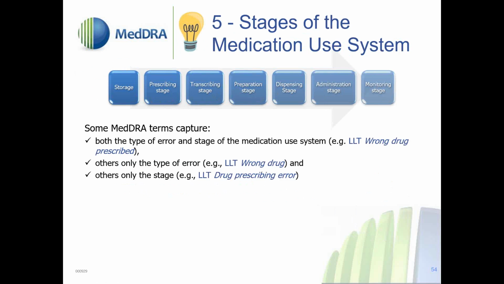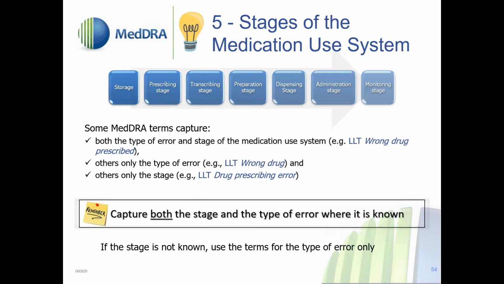So you'll see that MedDRA contains many terms that capture both the type of error and the stage, like for instance, LLT wrong drug prescribed. Others only capture the type of error, like for instance, LLT wrong drug, or LLT wrong dose. So if the stage where the error occurred is unknown, you can just select the LLT for the type of error. And others capture the stage only, like drug prescribing error or drug dispensing error. Again, if the error is not specified, you would just select an LLT to capture the stage where the error occurred.